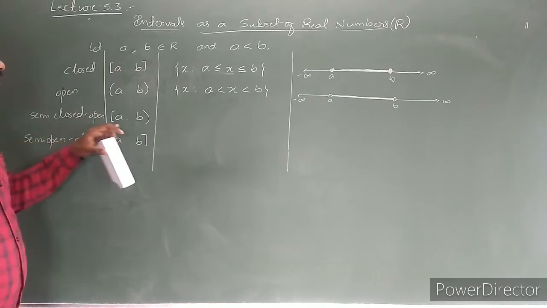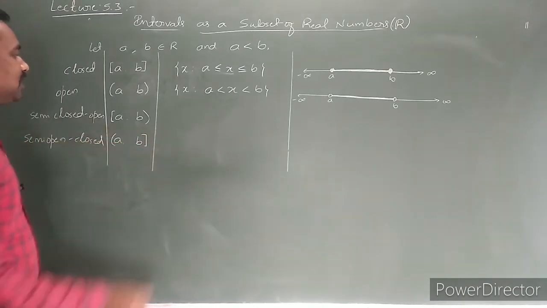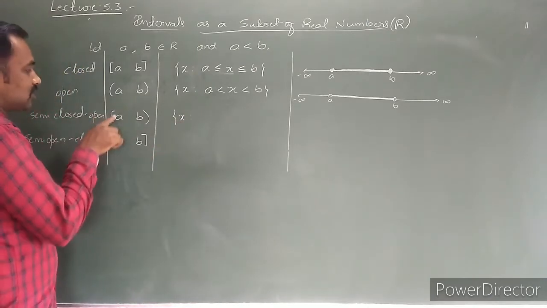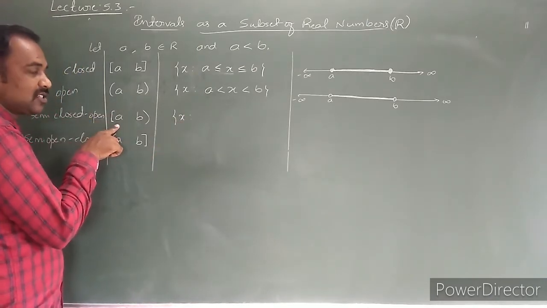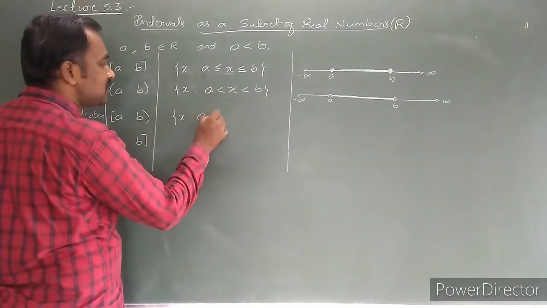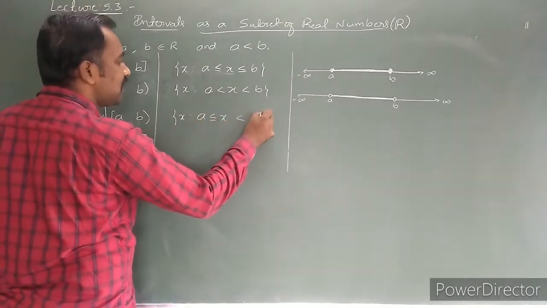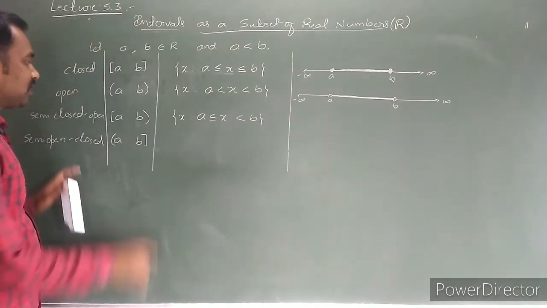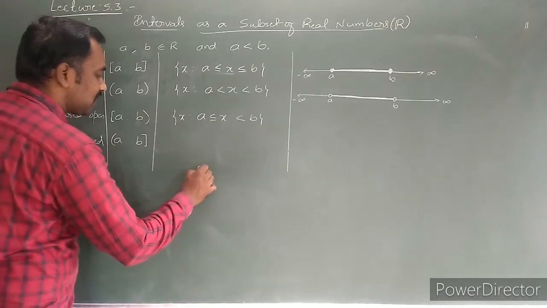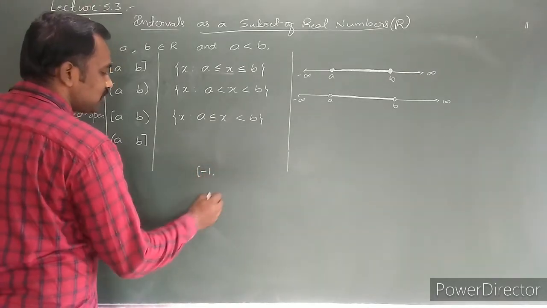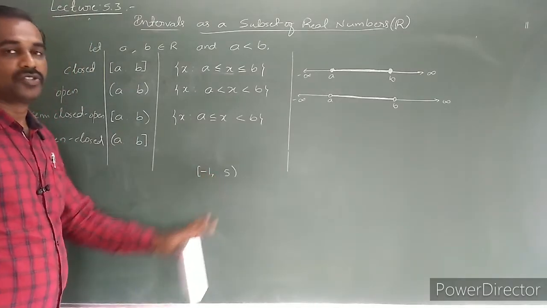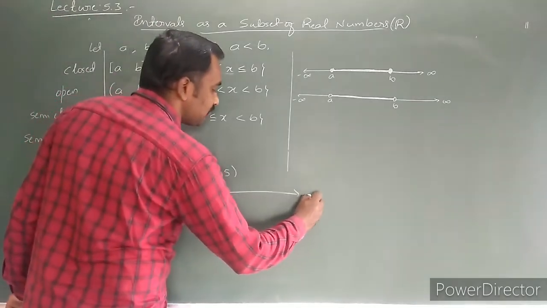Next, the semi-closed open interval. It is nothing but x such that, here the closed square bracket means the end point is included, and here the open bracket means the end point is not included. A is less than or equal to x is less than b. Are you clear? Here a is included, but b is not included. For example, minus 1 comma 5 is a semi-closed open interval. Real number line.